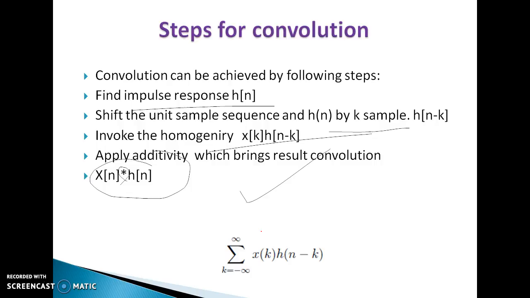It can be achieved by the following steps. First of all, find the impulse response, shift the unit sample sequence by k and find its response h of n minus k, invoke the homogeneity and add using additivity, which brings the result, convolution. So this is known as convolution, which is a very important operation in DSP. It may be useful a lot.